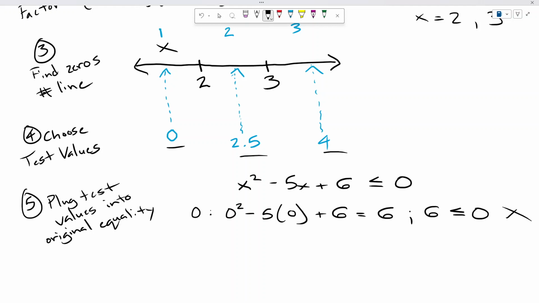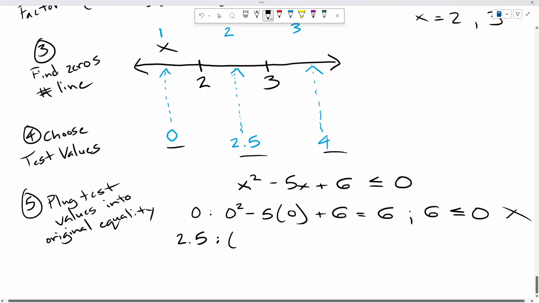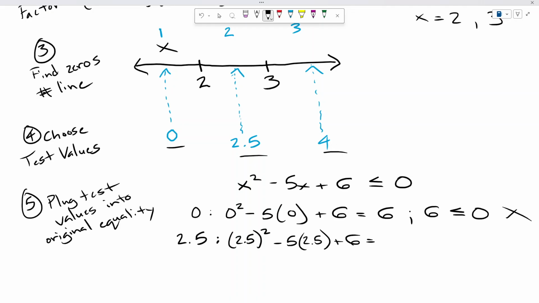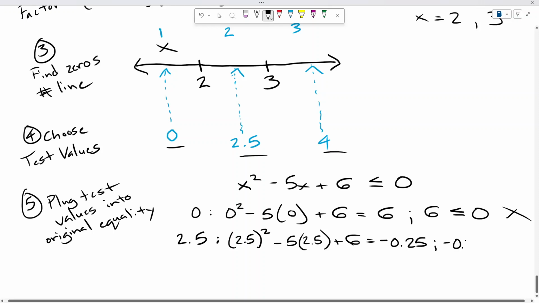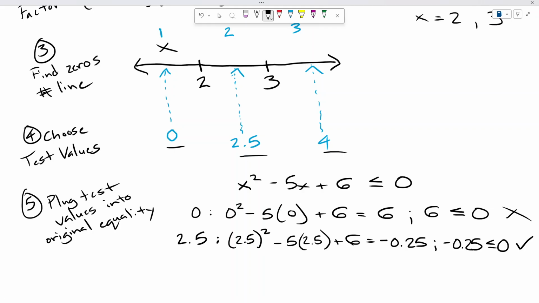So now let's try the middle interval with our 2.5. All right, so we have 2.5 squared minus 5 times 2.5 plus 6, and that is equal to negative 0.25. Okay, so is negative 0.25 less than or equal to 0? Well, that would be true. Not very much, but it is. So that is true. So interval 2 is true for us.